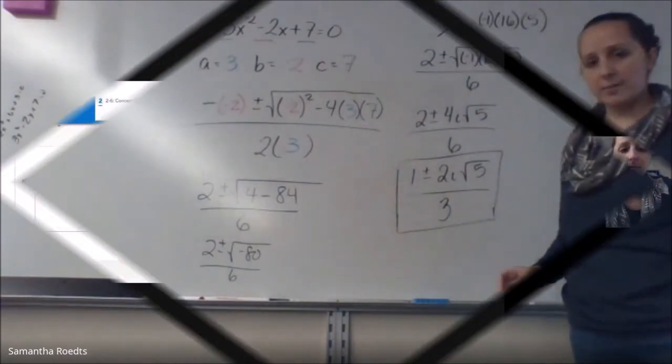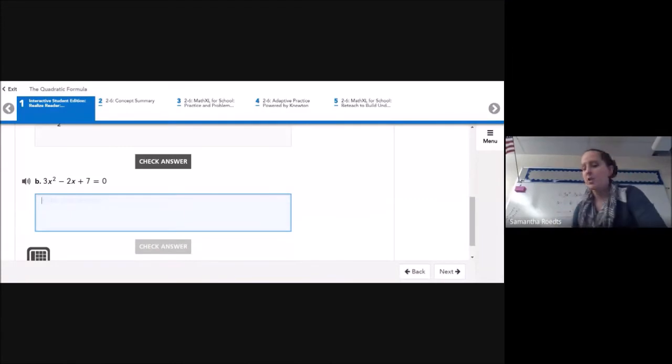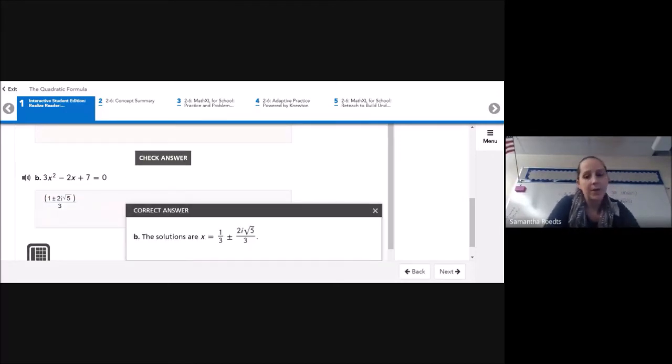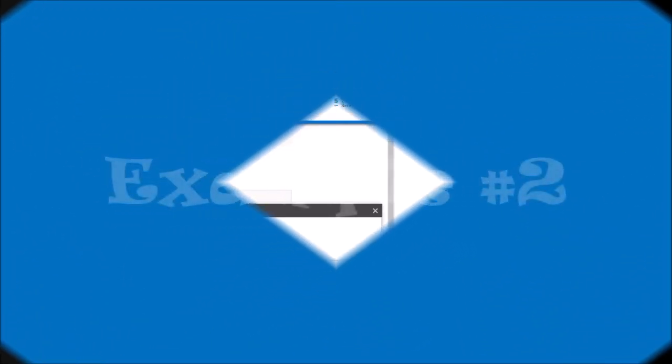I can double check my answer. So 3x squared minus 2x plus 7 gives me 1 plus or minus 2i square root of 5 divided by 3. Now there's about 13 different ways that you can write this answer. That is one way. 1/3 plus or minus 2i square root of 5 over 3 is another way. Either way, it's up to you.